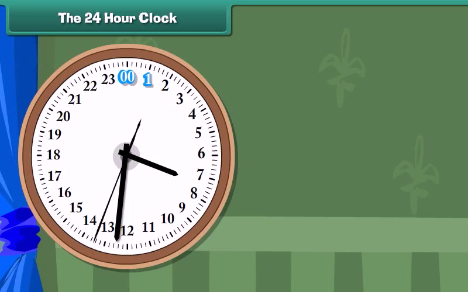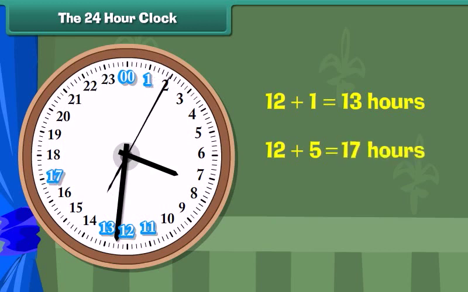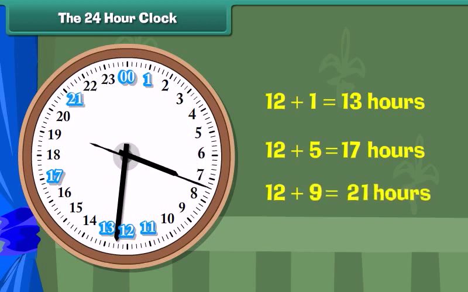11 o'clock in the morning is 11 hours. 12 noon is 12 hours. 1 o'clock in the afternoon is 12 plus 1, that is 13 hours. 5 o'clock in the evening is 12 plus 5, that is 17 hours. 9 o'clock in the night is 12 plus 9, that is 21 hours. As each hour of the day is distinctly numbered from 0 to 23, there is no need to use AM or PM.